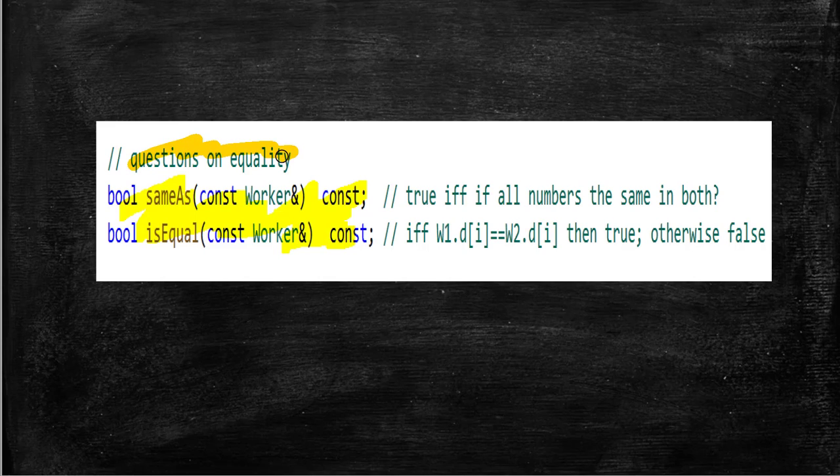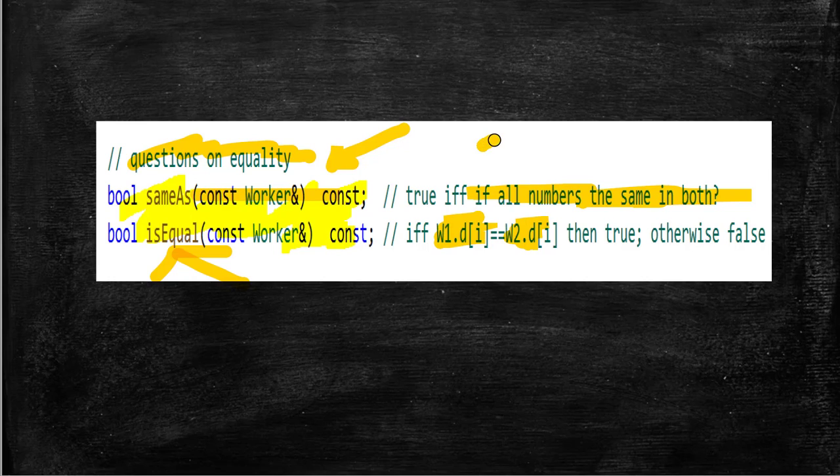This is the questions on equality again. Questions on equality, yes. Here I have two concepts. Are they exactly equal, number for number, in the exact position? This one says, I don't care about the position of the other worker's numbers, as long as all my numbers are the same in both. We both have the same numbers.